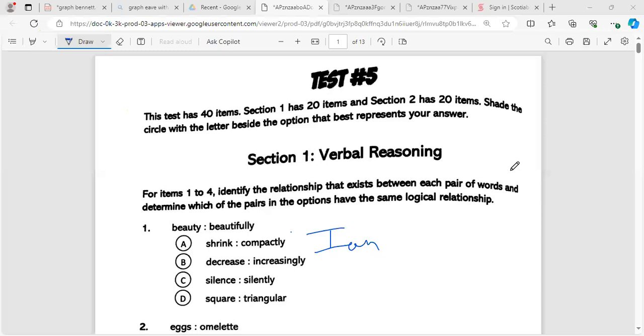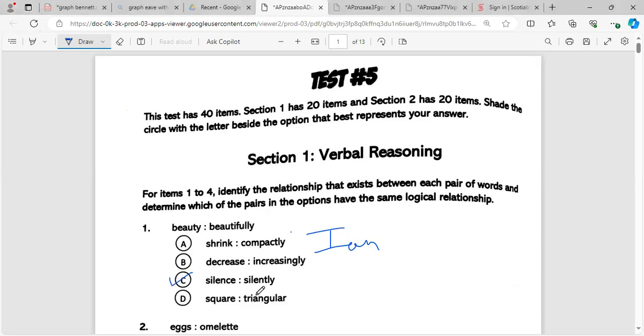All right, so he said C, guys. I don't know if everyone heard, but I heard C. Everybody agree with that? Yes, sir. From beauty to beautifully, so silence and silently.